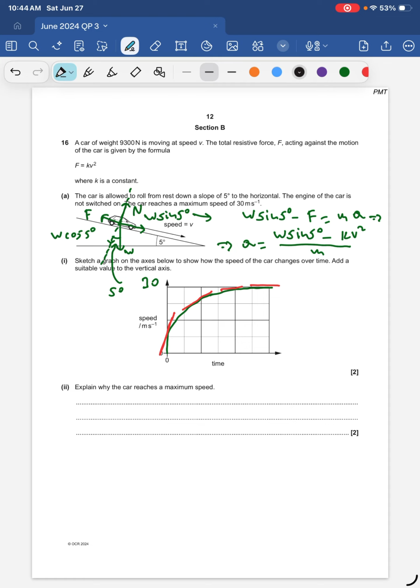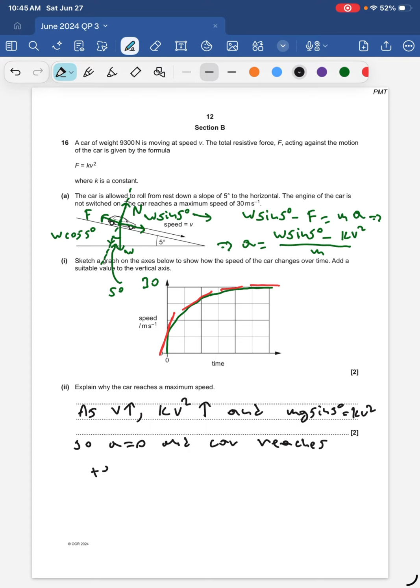Let's move on. Question 2. Explain why the car reaches maximum speed, which is what we already discussed. Briefly, as v increases, kv squared increases, and mg sine 5 degrees becomes equal to kv squared. So A becomes 0 and the car reaches terminal or maximum velocity. If this doesn't make sense, ask me in the comments and I will provide more explanations, but let's move on for now.